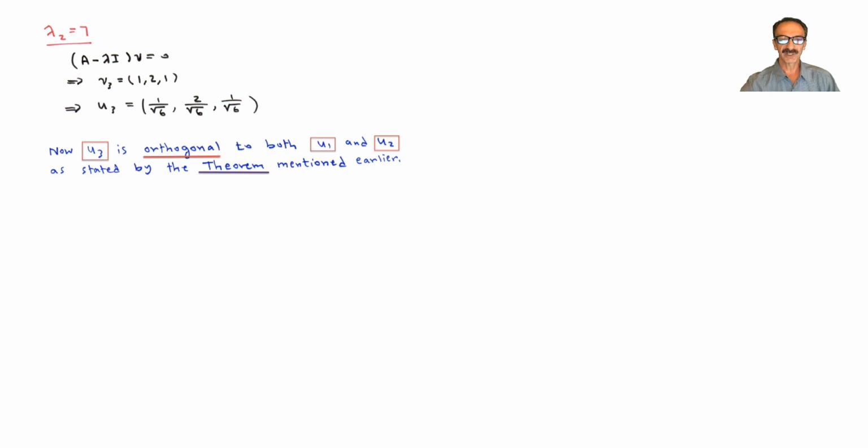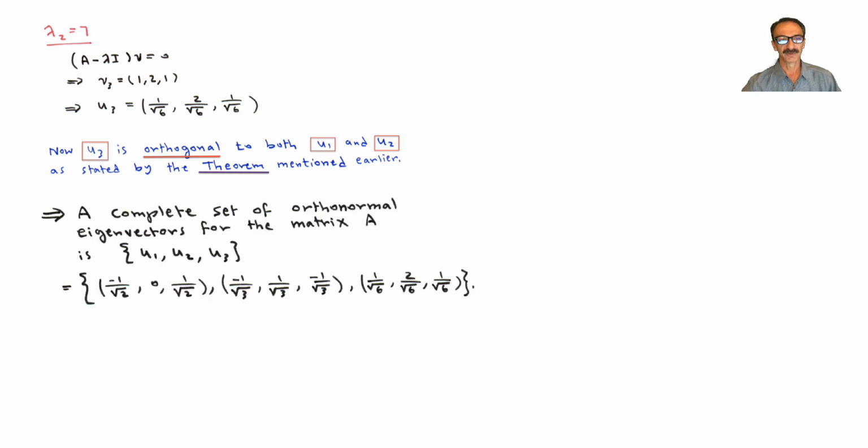Now u3 is orthogonal to both u1 and u2, as stated by the theorem mentioned earlier. Lambda 1 gave me two vectors. We made them unit vectors, and we used the Gram-Schmidt to make them perpendicular to each other. Lambda 2 gave me one vector, which is right here. Now this will be already orthogonal to u1 and u2. We don't have to use the Gram-Schmidt one more time. One more time, the theorem in part 2 says eigenvectors coming from distinct eigenvalues are already orthogonal. This will be orthogonal because it's coming from a different lambda, from distinct lambdas.